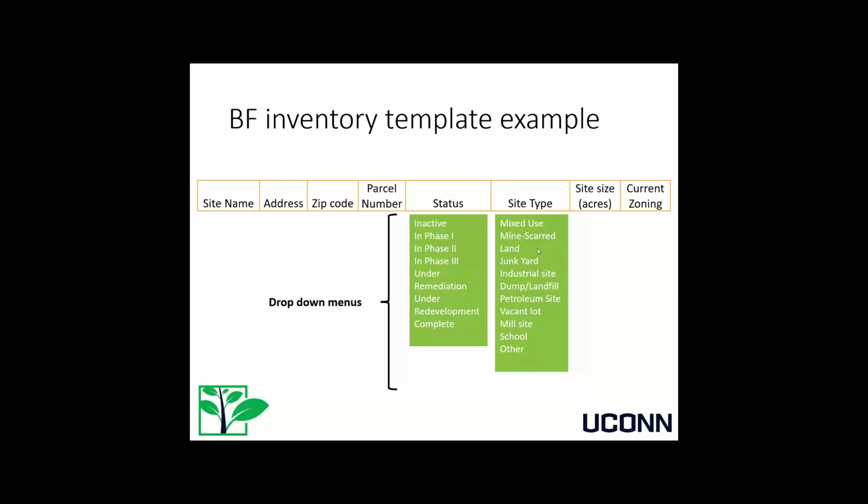Then with respect to the site type, it could be various different things. That refers essentially to the past use of the site. Did it used to be an industrial site? Did it used to be a school or a mill site? That is also useful information to have there.